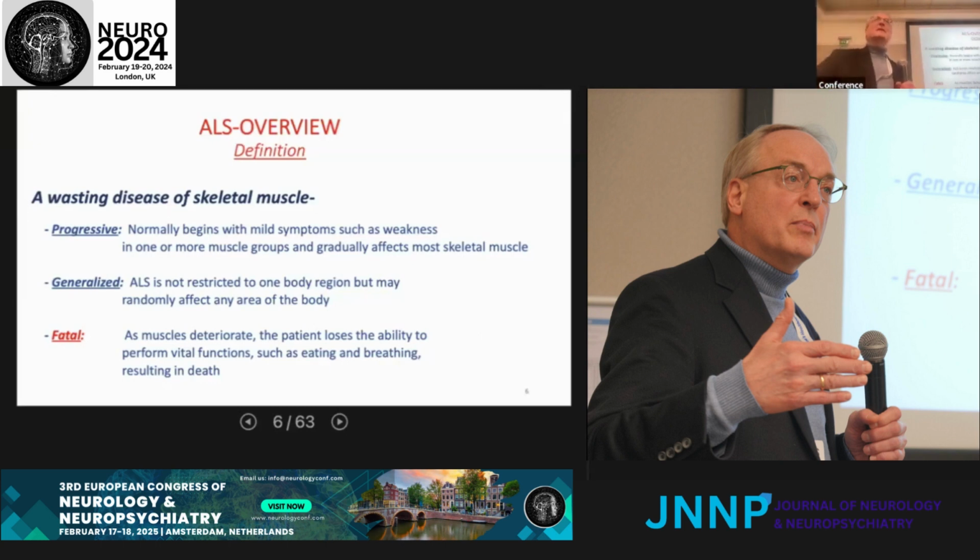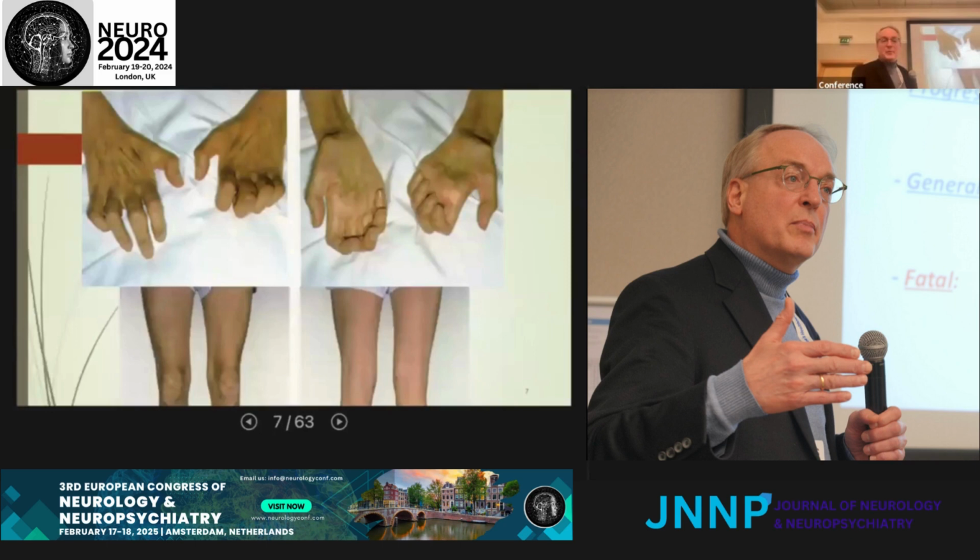That's where it's gotten into the whole concept of prionopathy as a mode of spread, which we won't discuss, but it is unique in that fashion. It's generalized, not restricted to one body region, and may randomly affect any part of the body. 25% is bulbar, which is the area of my research for the most part. Spinal onset is 75%. Very rarely, patients will present with respiratory symptoms as their presenting symptoms. Unfortunately, this is a fatal disease, and that's why we're working hard to see what changes can come about.